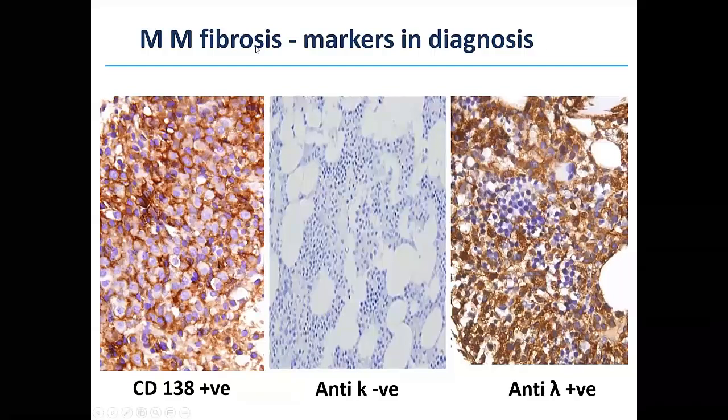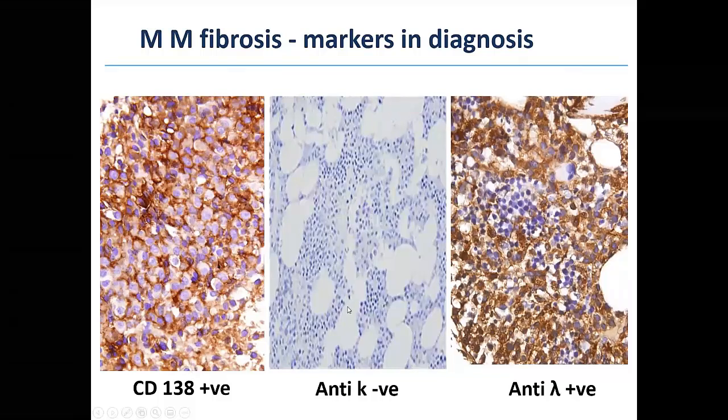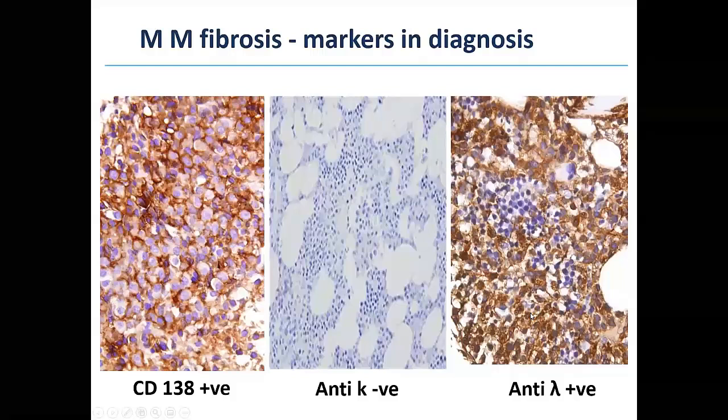So again, multiple myeloma fibrosis. So what we have done is CD138, it is positive, kappa is negative. Here the lambda is positive in all the plasma cells. So we know that it is clonal plasmacytosis. So it is a case of multiple myeloma.